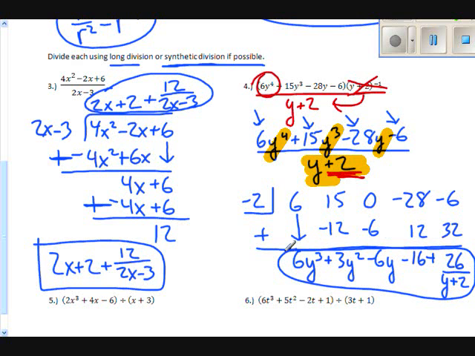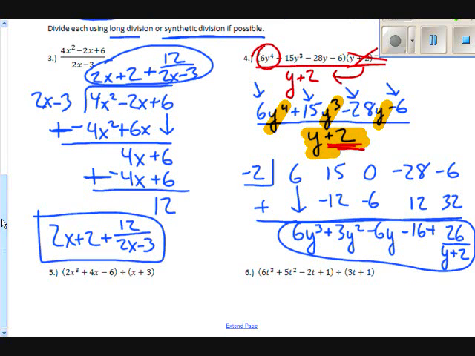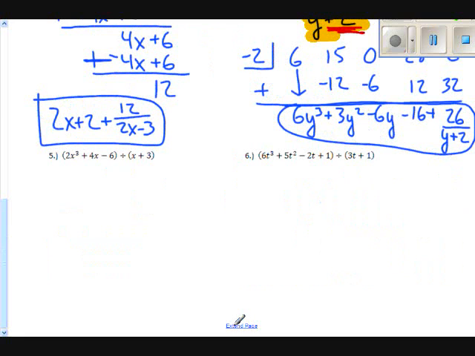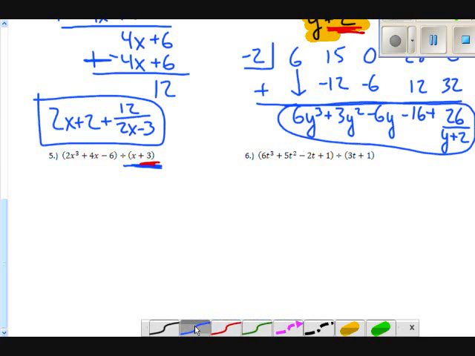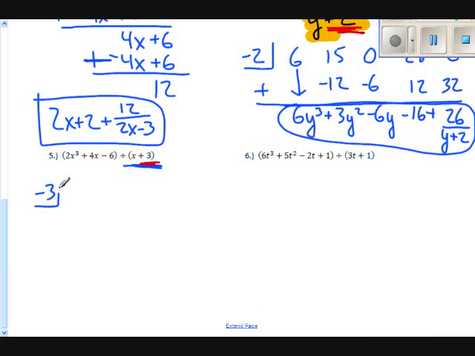Easy enough? If I look at this next fella, the thing I'm dividing by is the x plus 3. Since that is a binomial of the first degree with a leading coefficient of 1, I can use synthetic division. So I take the opposite of this guy and put it in my box. So since that's a plus 3, I put a negative 3 in my box.